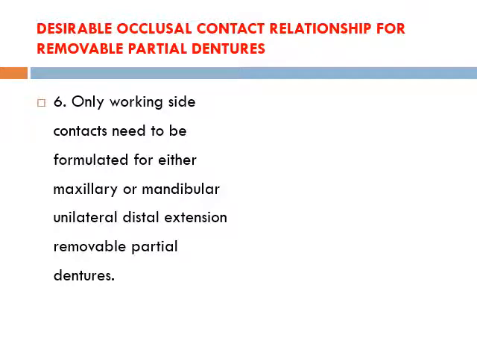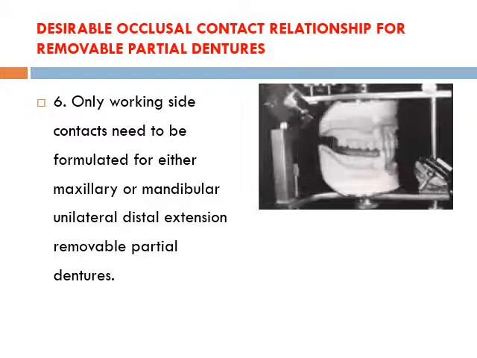Only working side contact needs to be formulated for either a maxillary or mandibular unilateral distal extension removable partial denture. This can be applied for a single denture opposing Class 1 or Class 2 distal extension, as we see.